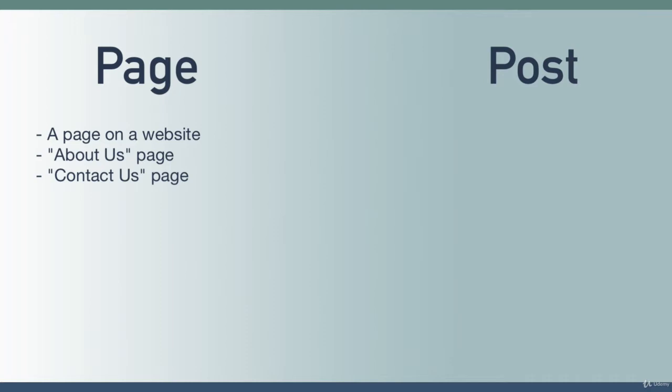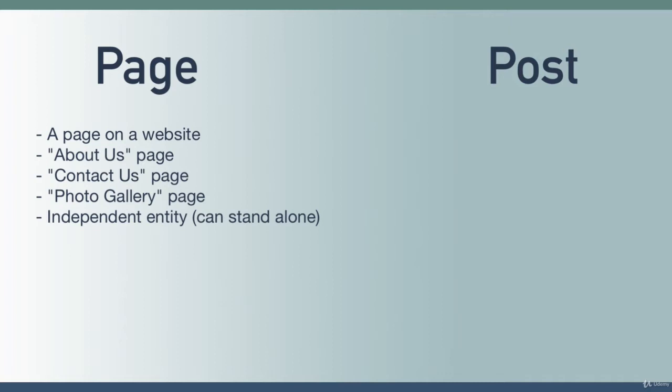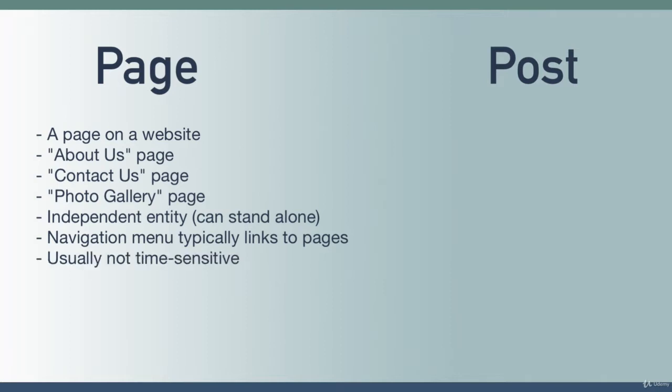Well, a page is exactly what it sounds like. It's a page on our website. For example, that could be an About Us page, or a Contact Us page, or a photo gallery page. A page is meant to be its own independent entity. It can stand alone. And you would typically have links to pages in a navigation area towards the top of your website. Also, a page usually is not time sensitive like a blog post might be.